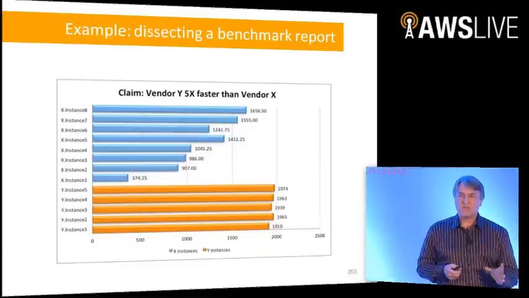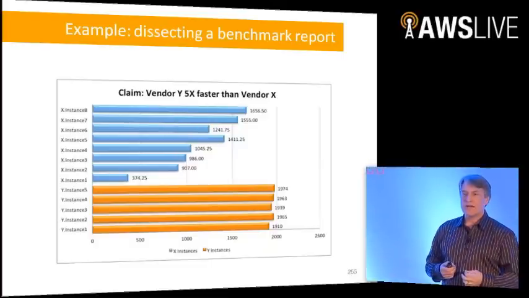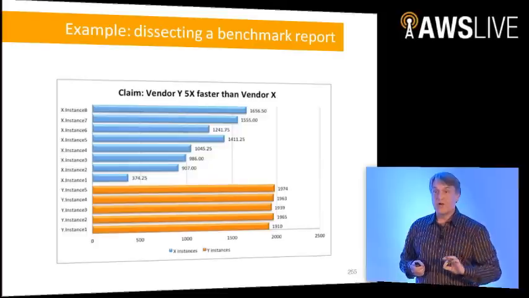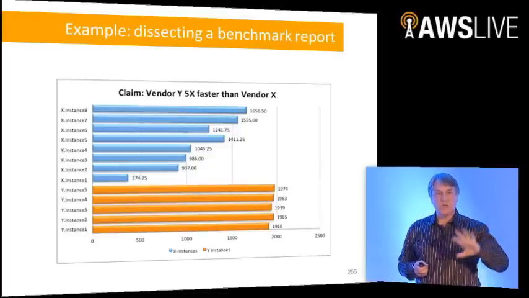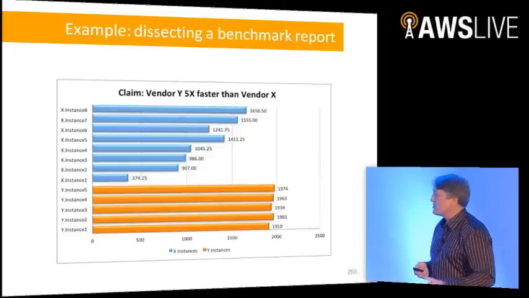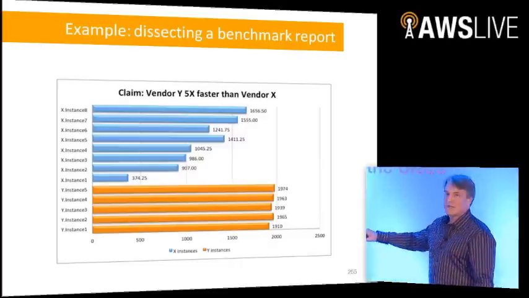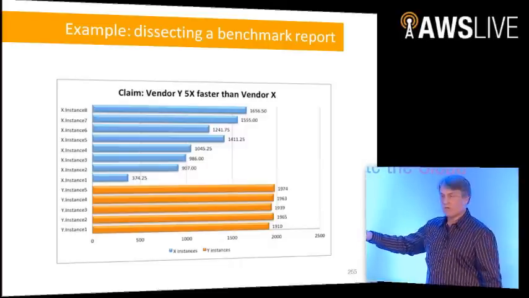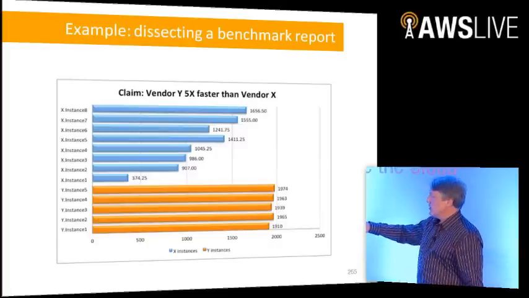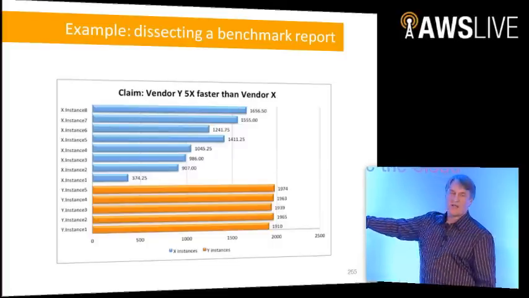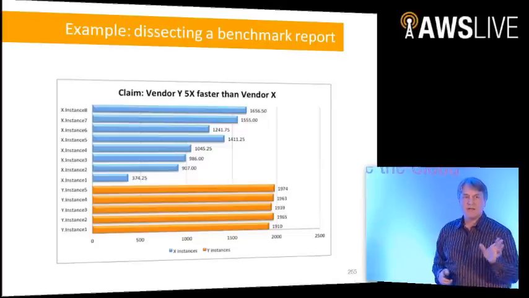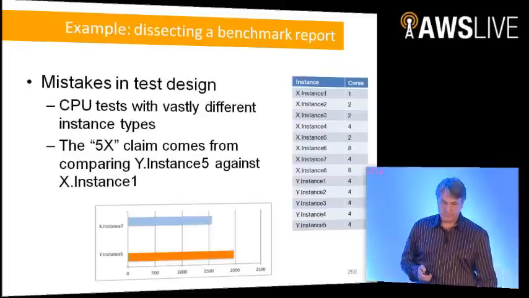So I'm going to finish by walking through an actual benchmark that was published, and tease apart what was claimed versus what was actual. So remember this picture. Basically, there are 2 vendors being compared. What was being compared was CPU performance for instances. The orange vendor claimed to be 5 times better than the blue vendor. I'm going to tease apart both what they claimed and what was true.